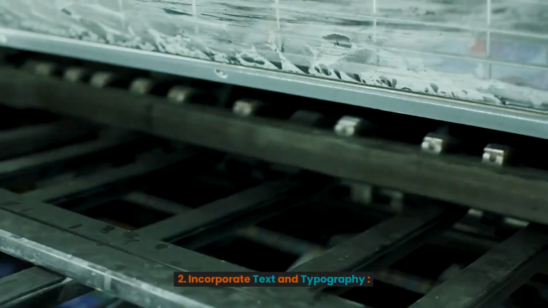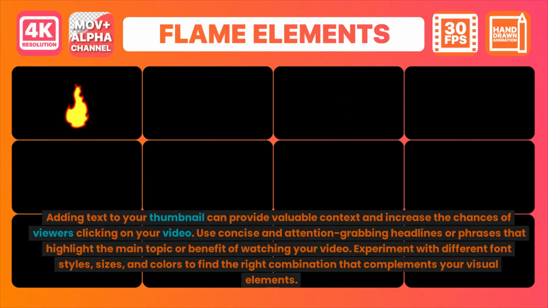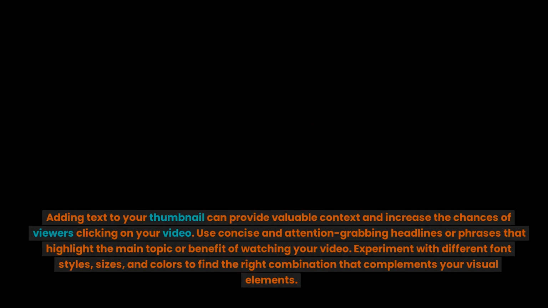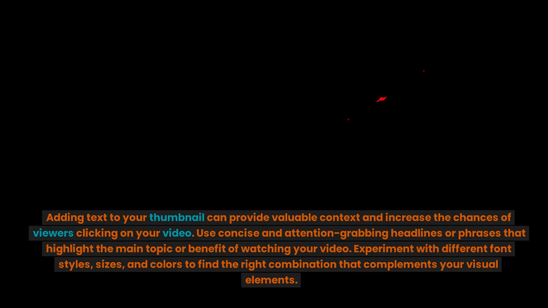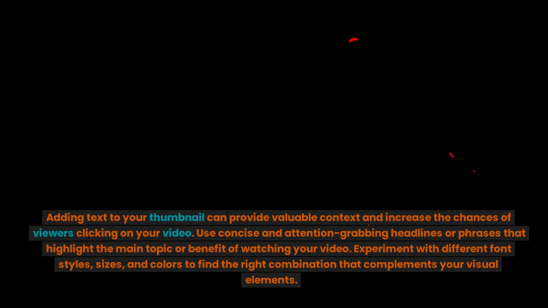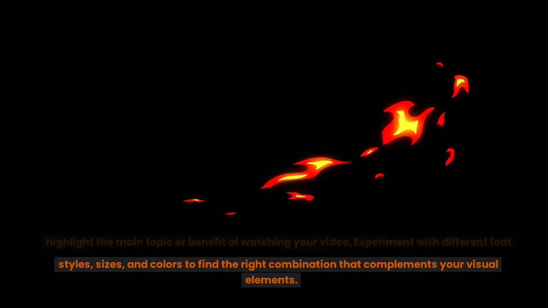2. Incorporate text and typography. Adding text to your thumbnail can provide valuable context and increase the chances of viewers clicking on your video. Use concise and attention-grabbing headlines or phrases that highlight the main topic or benefit of watching your video. Experiment with different font styles, sizes, and colors to find the right combination that complements your visual elements.